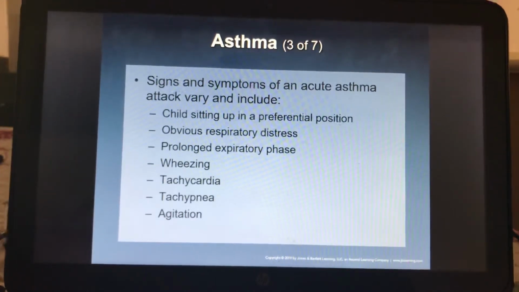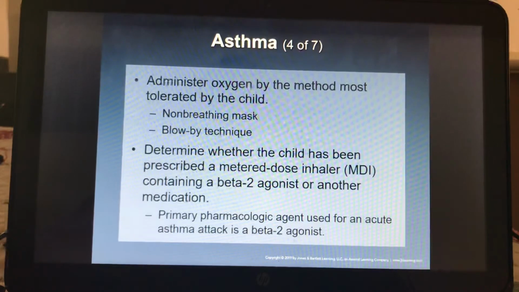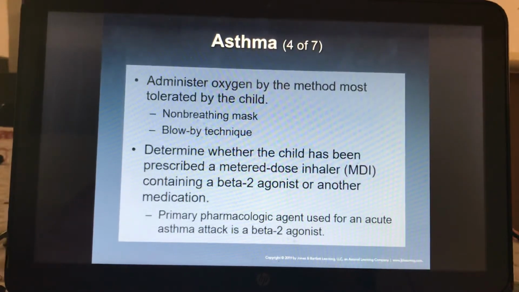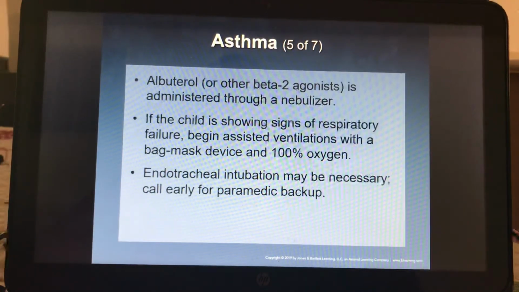Tachycardia, tachypnea, they'd be in the tripod position, kind of the same stuff for all the difficulty breathing presentations. O2 by non-rebreather if you can, and you probably want to neb in some DuoNebs if you have to, or their MDI. They may have their own metered dose inhaler, which you can absolutely help them with to try to correct the airway constriction.